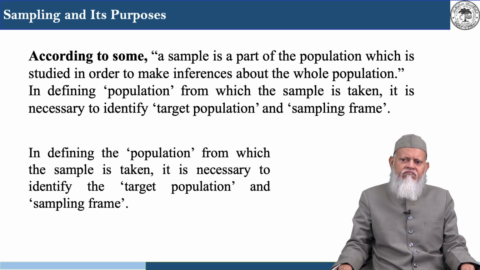The population is of, say, many types. One population is infinite. Suppose we are studying the salinity in the sea, in any of the seas, oceans. Then if we are doing that, we have here an infinite population.